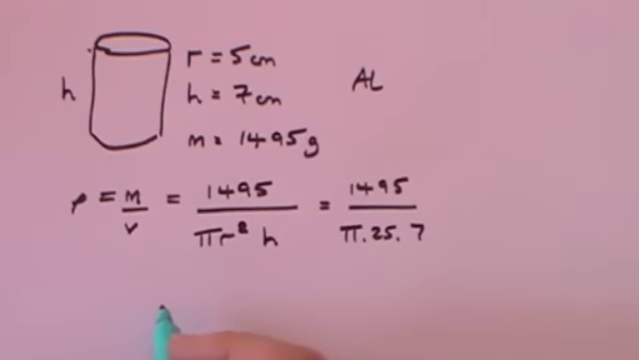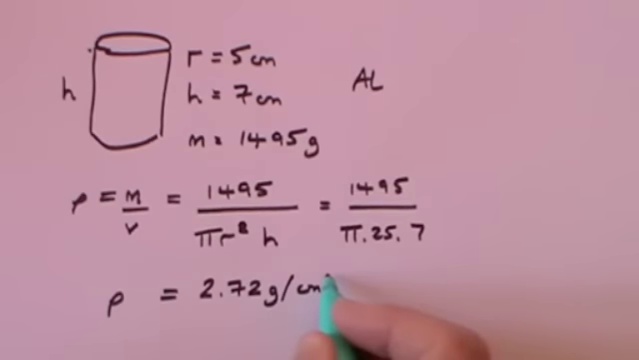And if you put that all into a calculator, you should find that rho, the density, is 2.72 grams per centimetre cubed. That is not SI units, but it's a perfectly fair value to give. Grams per centimetre cubed for density is not unusual.